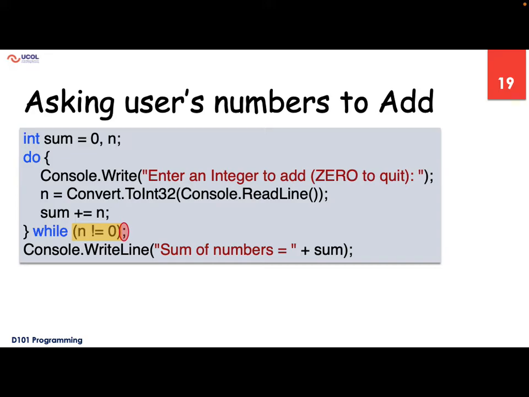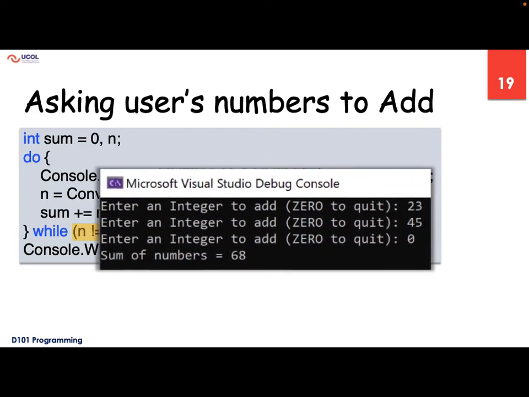Clear? In the while we don't, because the statements written within the body of the while have semicolons, which tell us where we need to terminate. But here we need to tell that this is the end of the do while structure. Clear? So this is the sample program.